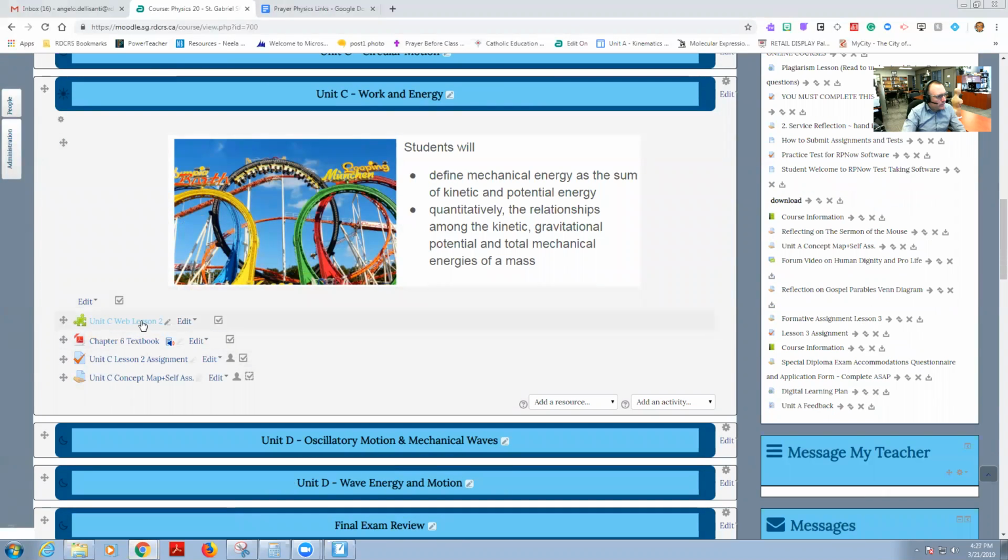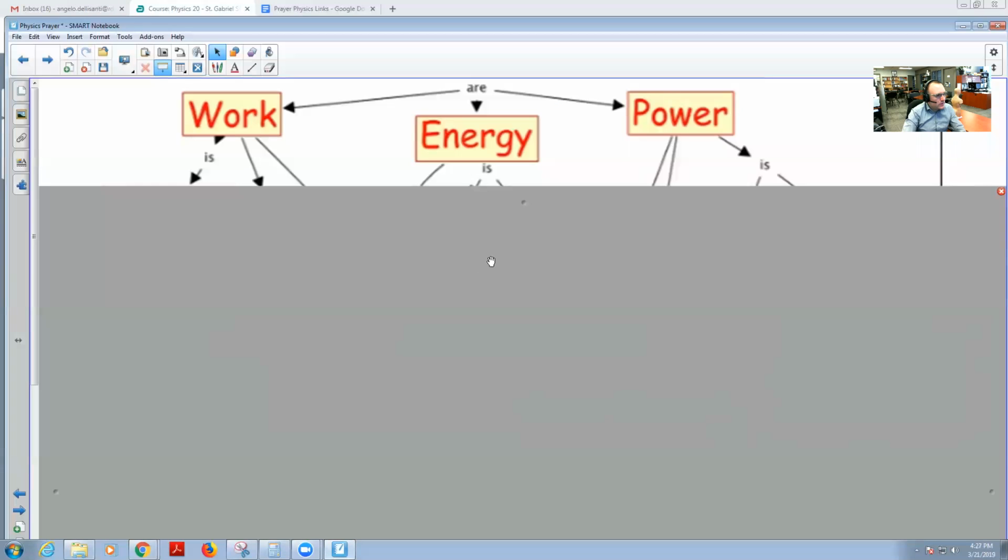So you're going to have your web lesson, which of course you have to complete for the marks, your textbook to help you through those web lessons and assignments, your Unit C Lesson 2 assignment, and then you'll have your Unit C concept map. So with that in a nutshell, let's go back and talk a little bit more about this topic.